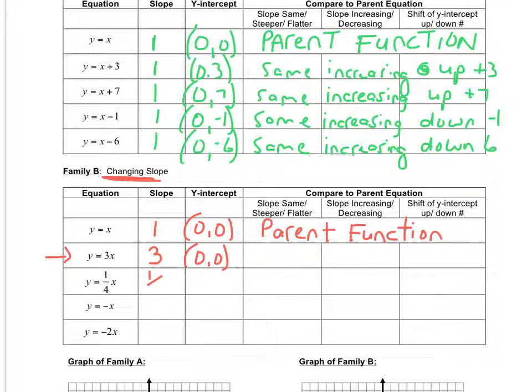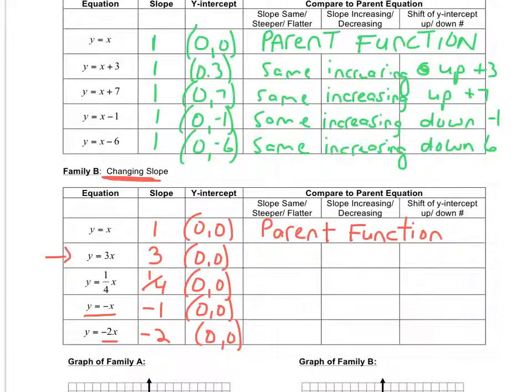The slope here is 1/4, you can see, with the y-intercept as the same. And the slope here is negative 1 because that's a negative x. And the y-intercept, again, is (0, 0). And then the slope here is negative 2, and the y-intercept is (0, 0). And again, whenever it doesn't have a number after the x, that means the intercept is going to be 0. There's an unwritten 0 there. So that's why the y-intercept is 0.